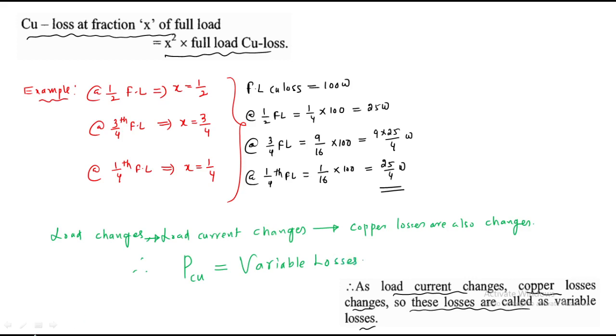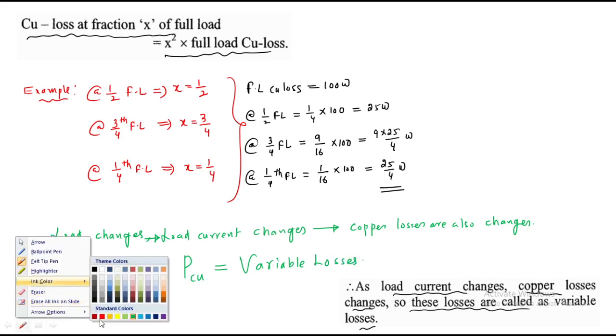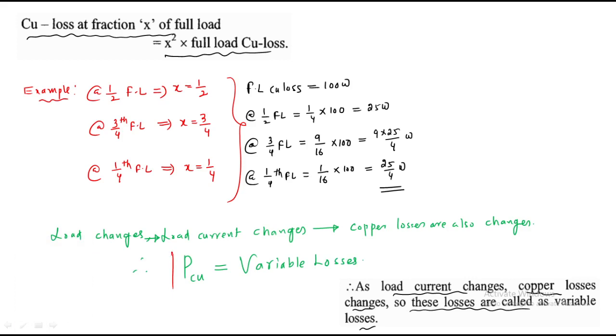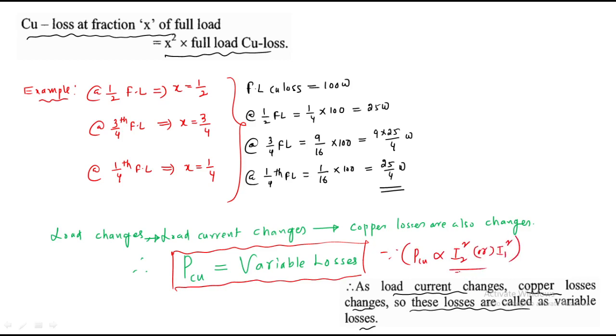Why are these copper losses called variable losses? As load changes, load current changes. The copper losses are directly proportional to what? What is the reason? Since PCU is directly proportional to the square of the load current. This is the reason. So this is a very important observation. So in a transformer, what are the variable losses? The variable losses are nothing but copper losses. This is the clear-cut explanation for this.